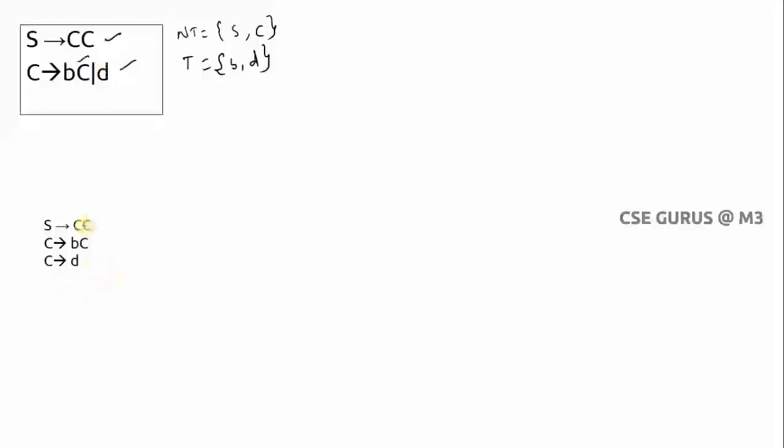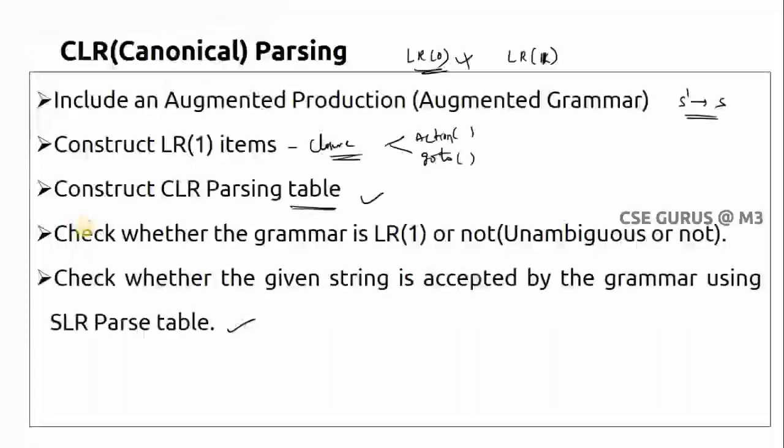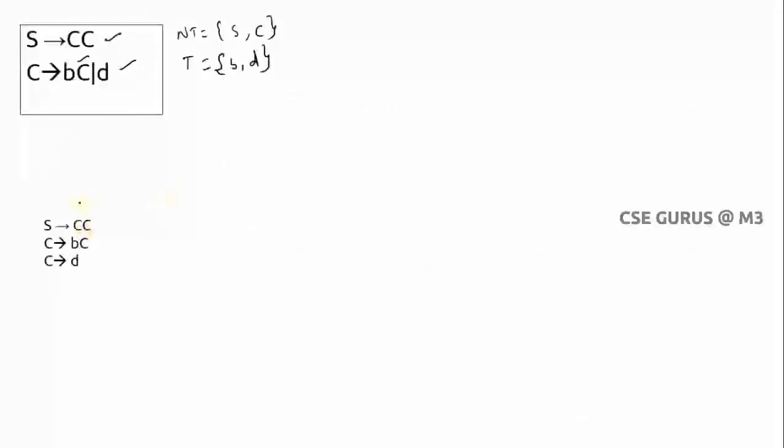So what is our first step? Include an augmented production, that is, you have to create the augmented grammar. What is the start symbol here? S has to be written on the right hand side, and on the left side you have to introduce a new non-terminal which is S dash. So you need to connect this. Now it has become an augmented grammar. Now you have to keep dots at the extreme leftmost position on the right hand side.